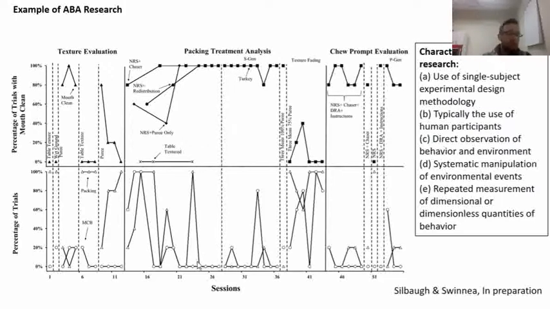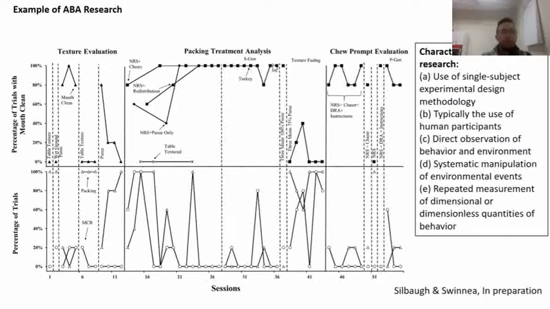And so down here, I was measuring different dependent variables, measuring packing down here, mealtime challenging behavior here with the open circle. Again, percentage of trials, so this is a dimensionless quantity of behavior. Okay, so what was learned from this? Well, we learned at about this stage of the packing treatment analysis that if we use this NRS procedure with a chaser, the participant showed no packing at all and would just accept the bite, chew it, and swallow it.